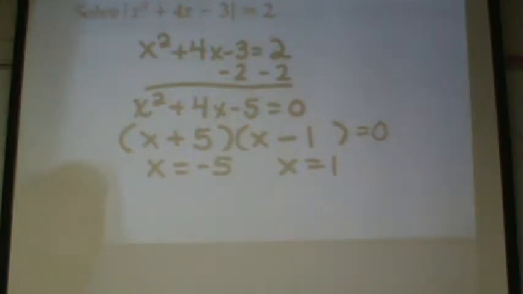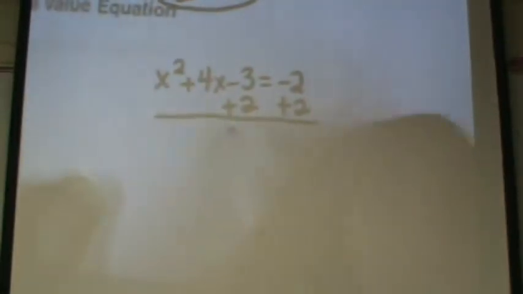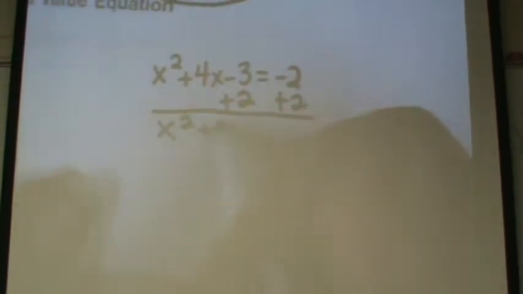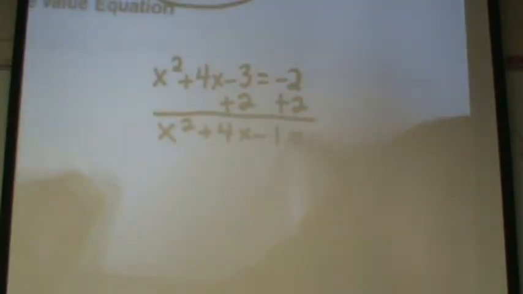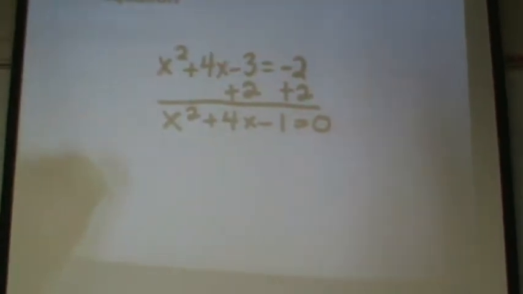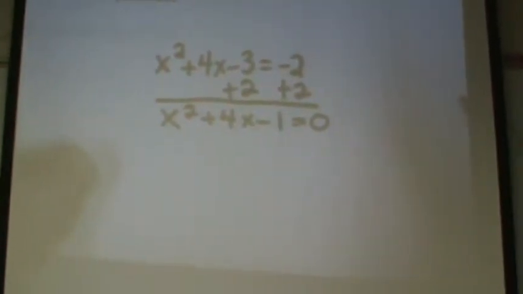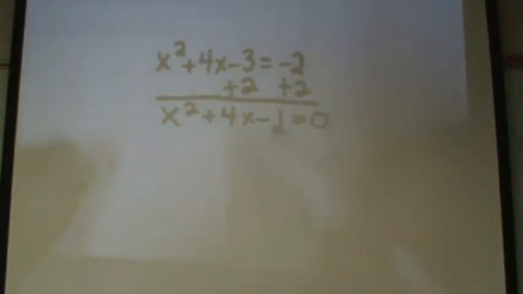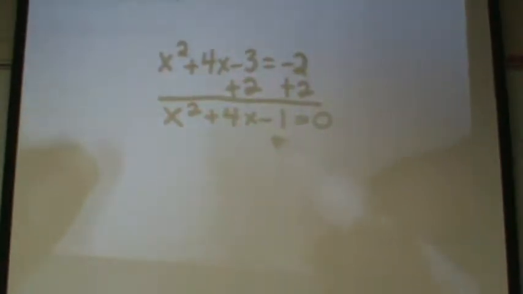Are those the only 2 answers? We've got to do this side. We're going to add 2. You're not going to like this side. Can you factor this one? We have to do something else. For this one, a lot of people want to use what you're so comfortable with. Let's do something we're not as comfortable with. How about complete the square?